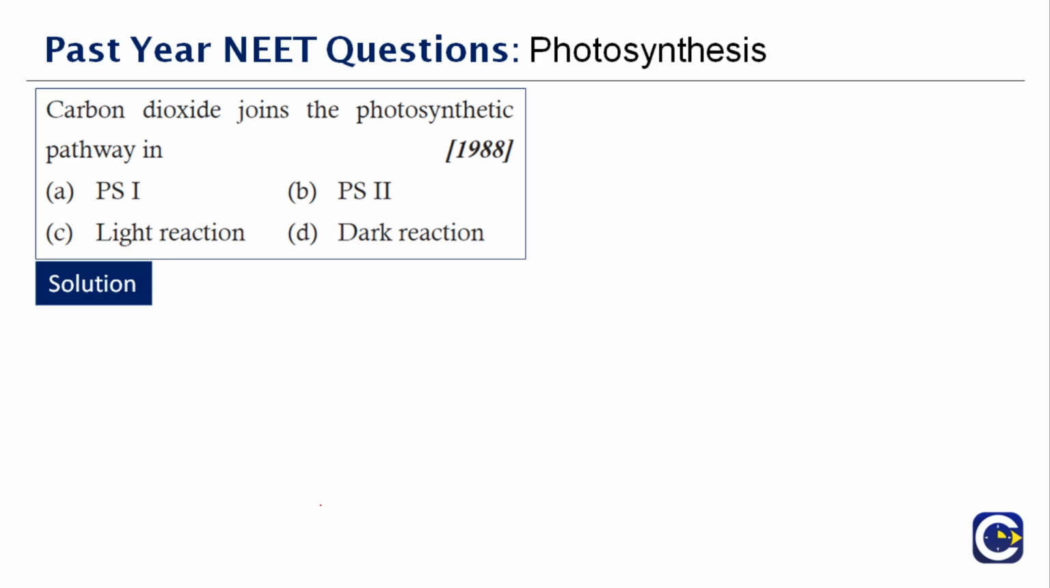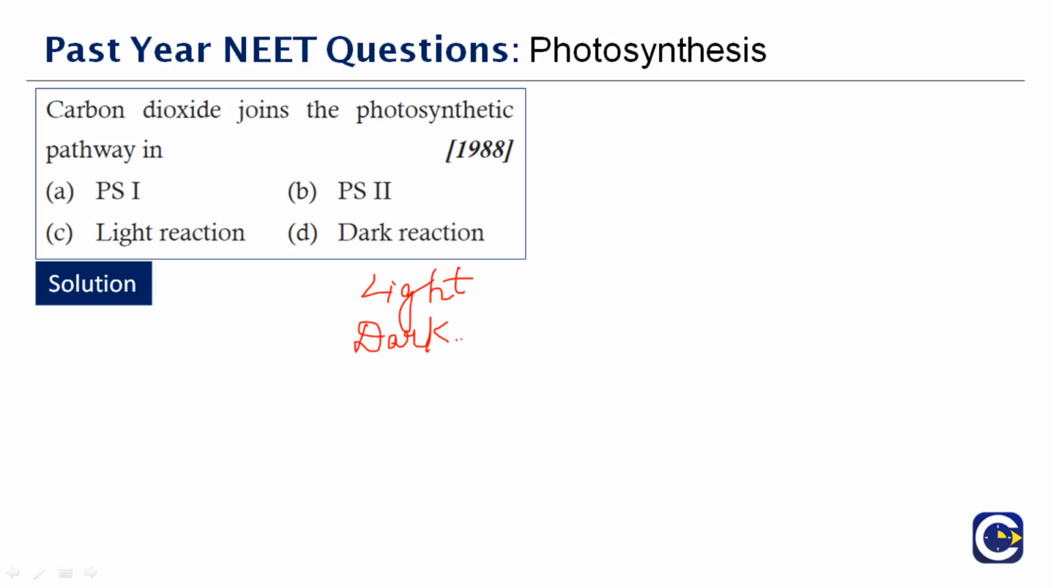So we all know the process of photosynthesis requires light. Photosynthesis happens during the day, while respiration, where oxygen is taken in and carbon dioxide is given out, happens during the night. So photosynthesis is divided into two phases. What are the two phases that you know? One is the light reaction and the other is the dark reaction. We all know this, right?